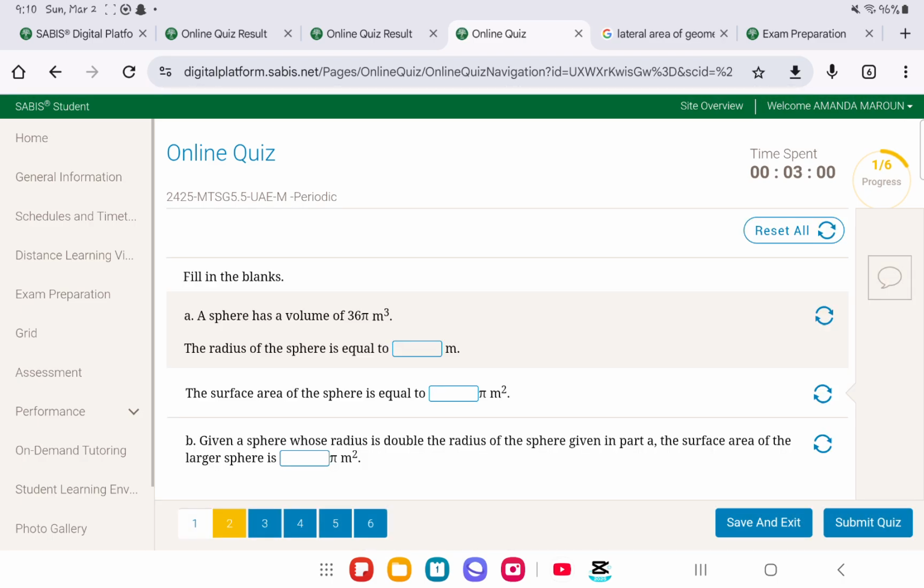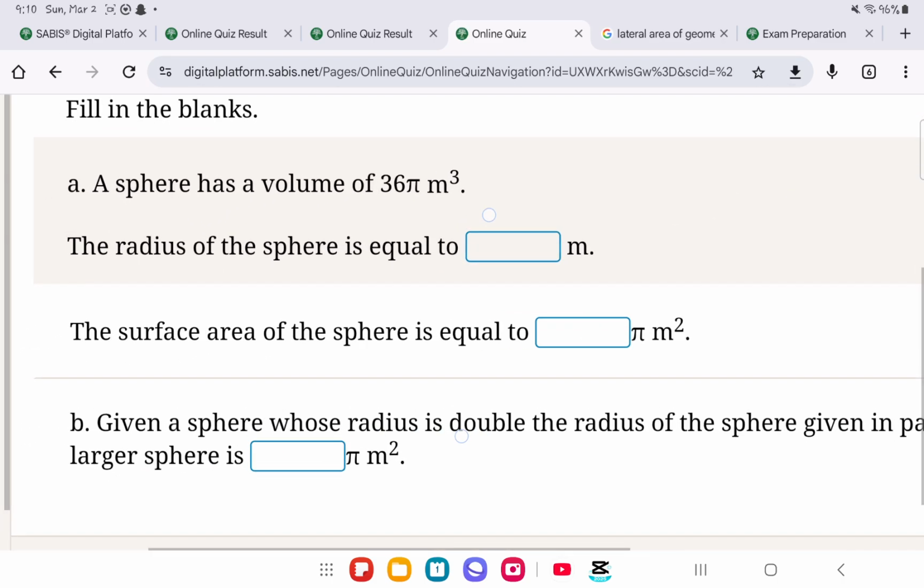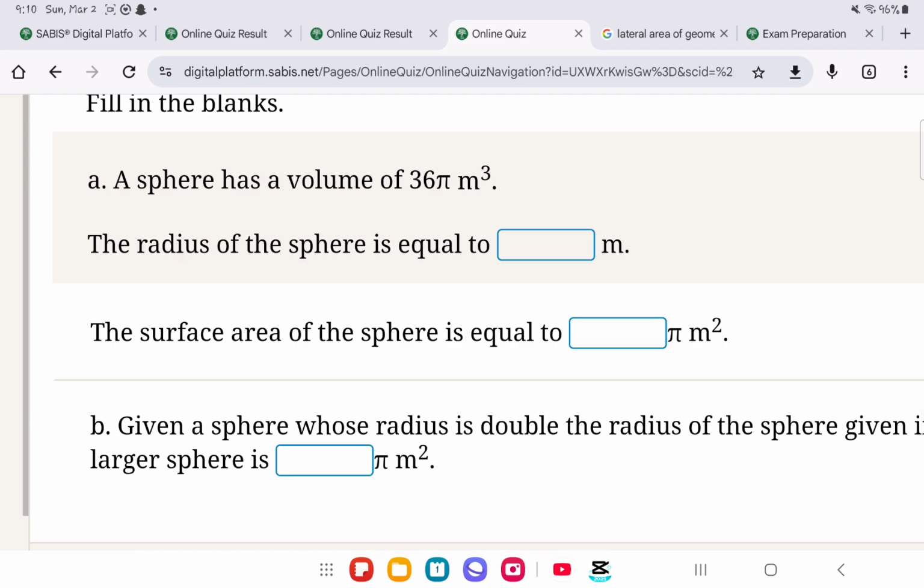We will move on to the second question, which is question number 2. A sphere has a volume of 36 pi meter cubed. Keep this in mind, and you should know that the volume of any sphere is 4 over 3 pi r to the power of 3. Keep this in mind, okay? Now they need us to find what? The radius of the sphere.